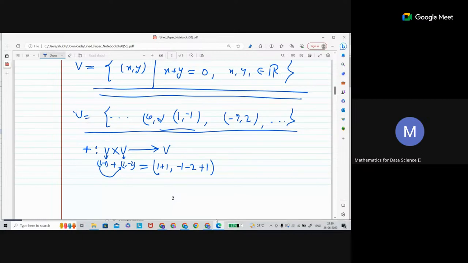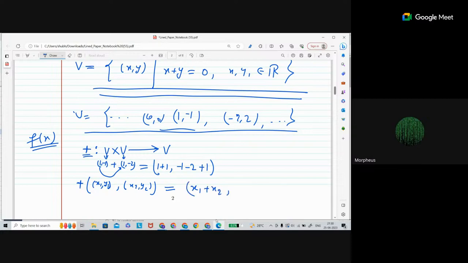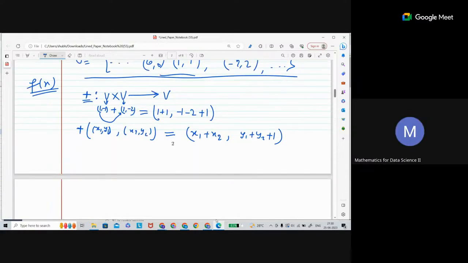So in general form, how will it look? x1, y1. I am taking one element from V, and another element, x2, y2, and the operation is here. Okay, this representation, see, this is a function, as you know, right? A function on the element, f of x, the same representation. So this f I'm actually changing with this plus sign. And element-wise, what you are getting here, I'm doing the operation x1 plus x2 and y1 plus y2 plus one extra thing. So it can be represented like this also.